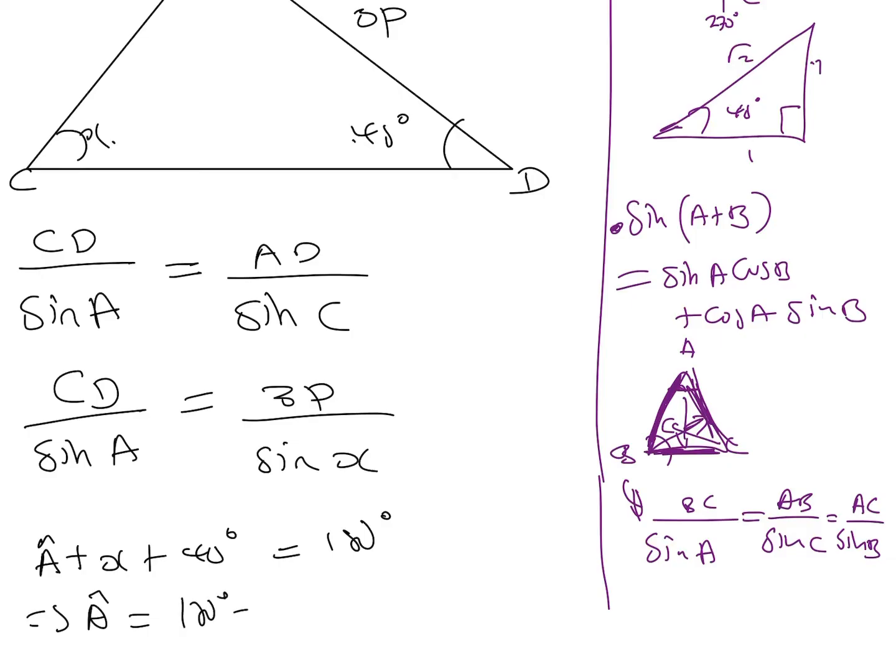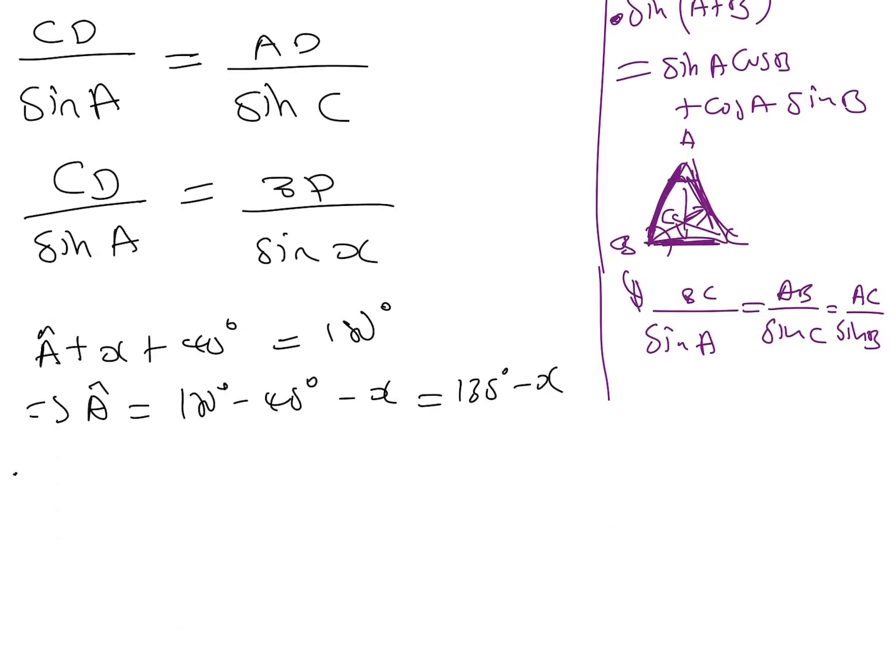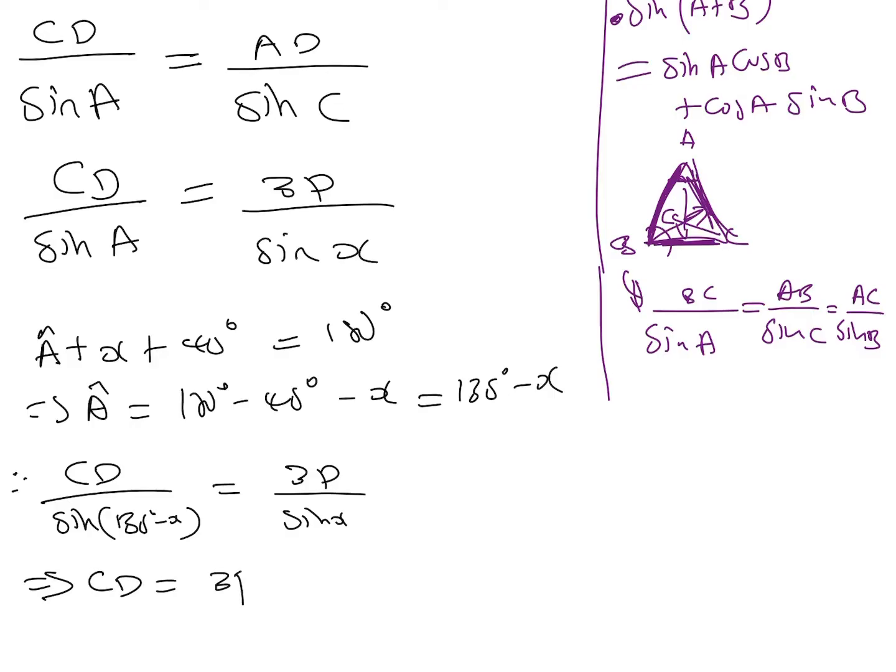So it's going to be 180 minus 45 minus X. I'm taking X plus 45 to my right hand side, so it becomes 180 minus 45 minus X. So this is going to be 135 degrees minus X. So A is 135 degrees minus X. Therefore, CD over sine A, and A is 135 degrees minus X, equals 3p over sine X. And you can essentially say, okay, CD, if you cross multiply, is going to be 3p times sine of (135 degrees minus X) over sine X.